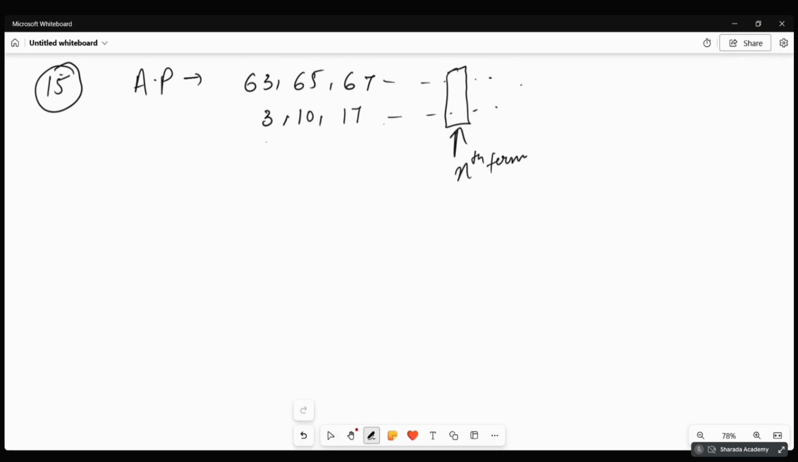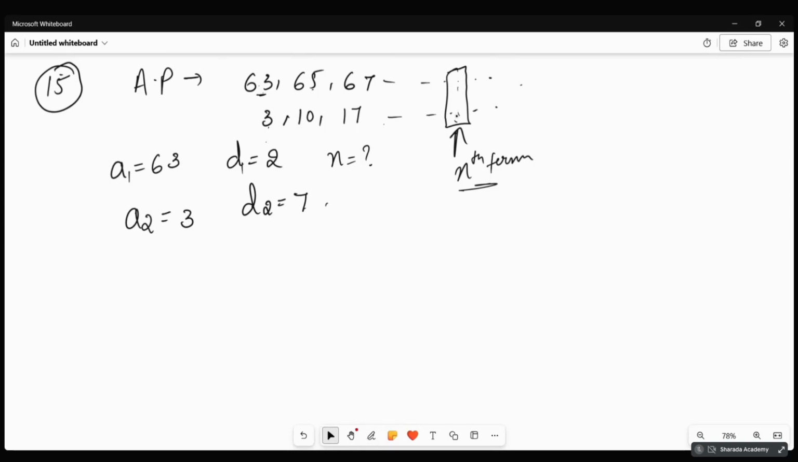So now, 63 here, in the first AP, A is equal to 63. D is equal to 65 minus 63, it is 2. And N, we don't know, for some term, that you have to calculate. Then next one, here I will take A1, D1 like this. A2 here, 3. And in the second AP, the common difference is 10 minus 3, it is 7. So for some nth term, both are equal, you have to find that.